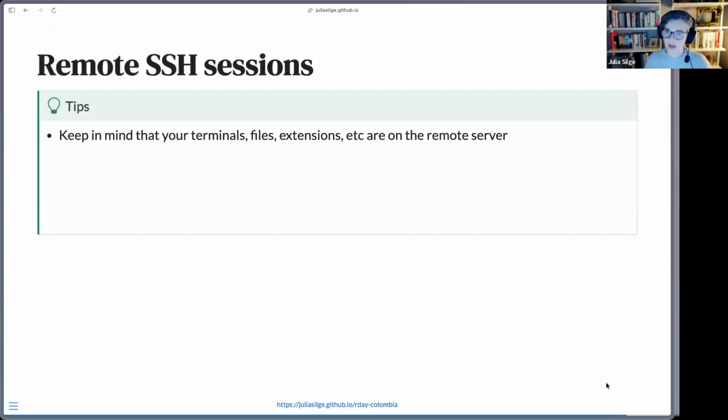So when we think about remote SSH sessions, some tips to keep in mind: this is a pretty different way of working. Your terminals, your console, your files, any extensions you have installed, they are all on the remote server. They are not on your laptop anymore at all, actually.